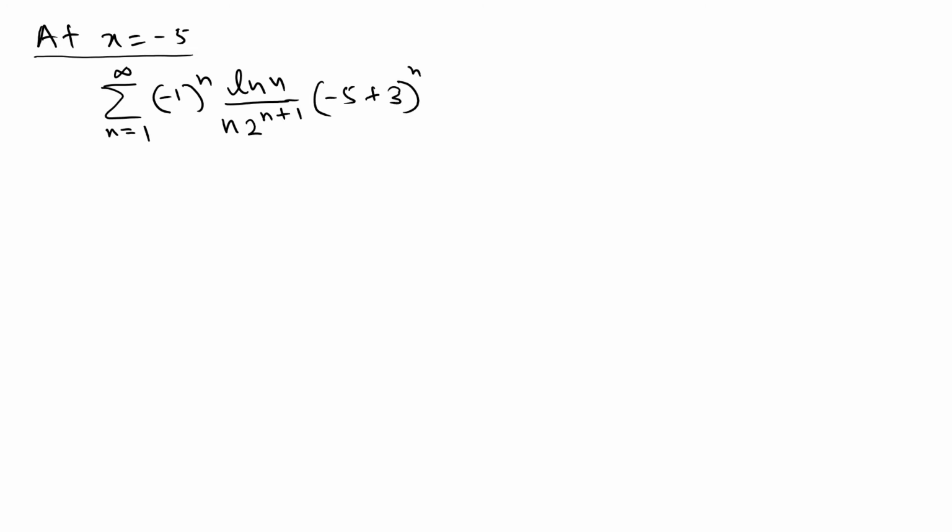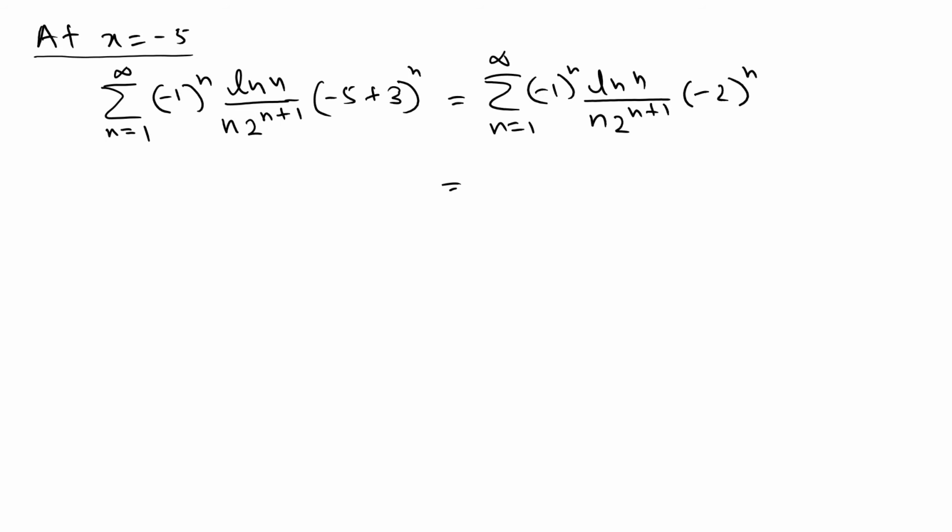So let's simplify this a little bit. We have the sum from n equals 1 to infinity of negative 1 to the n, ln n, over n times 2 to the n plus 1, and this is going to be negative 2 to the n. How do we simplify this? We can do this: the sum from n equals 1 to infinity, negative 1 to the n, ln n, over n times 2 to the n plus 1.